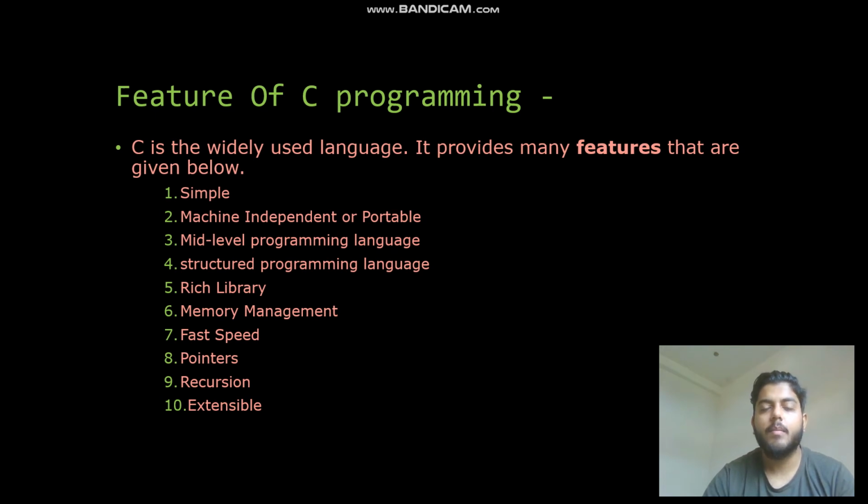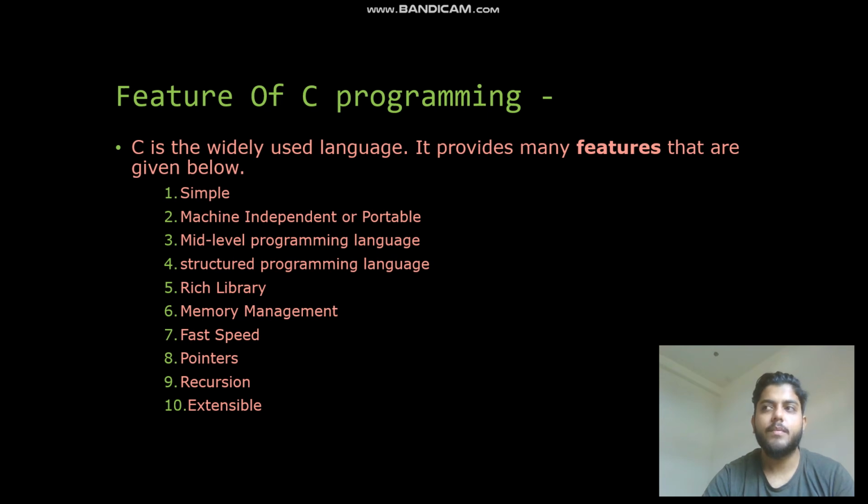Next is rich library. It consists of many libraries, where a library holds particular pieces of code stored for use in a program. If you want to compute a power, for example 2 to the power 4 and the answer is 16, then you can use the math.h library, and the function you can use is pow. So these are particular libraries, and according to our need we can include them in our program.